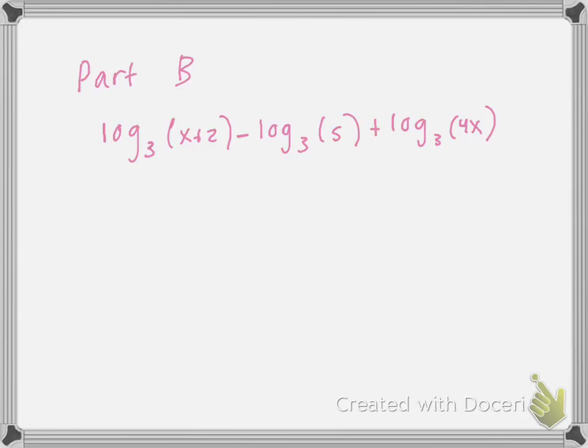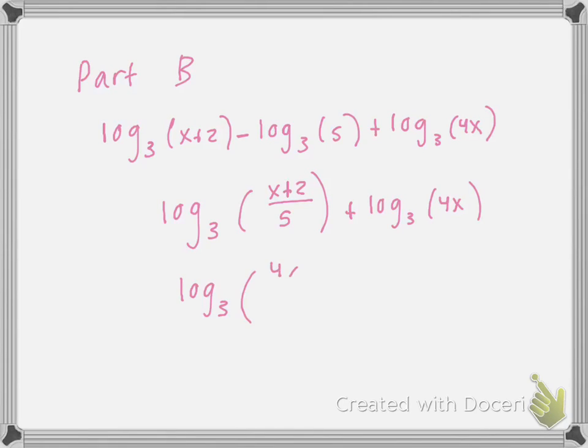Because they all have base 3, we can pretty simply combine those all. So the first thing that I'm going to do is make this log base 3 of x plus 2 divided by 5, because we know that whenever we have subtraction, that turns into division. And I'll say plus log base 3 of 4x. And whenever we have addition, that turns into multiplication. So we have log base 3 of 4x times x plus 2 over 5. So pretty simple. Just remember that whenever you are subtracting logs, you can combine them using division, and whenever you're adding, you can combine them using multiplication.